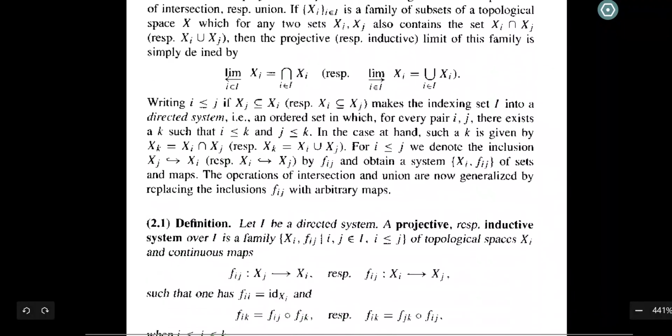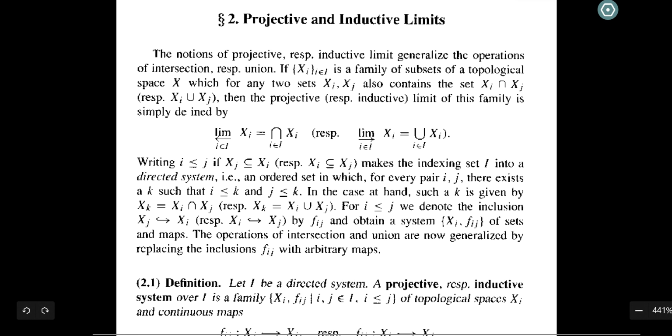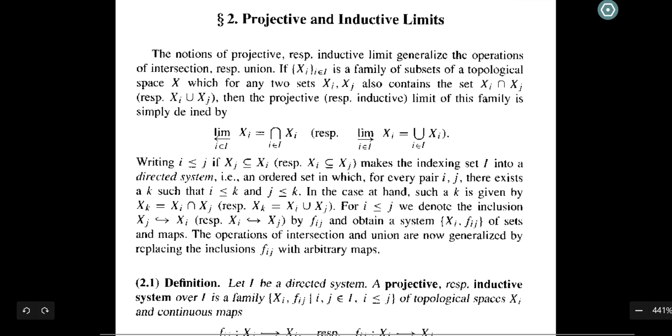So we continue with the second section, projective and inductive limits. This should be a familiar algebra section, so let's go quickly through it. The notions of projective and inductive limit generalize the operations of intersection and union. In the category of sets, the intersection and the union can be realized as a projective limit and an inductive limit.